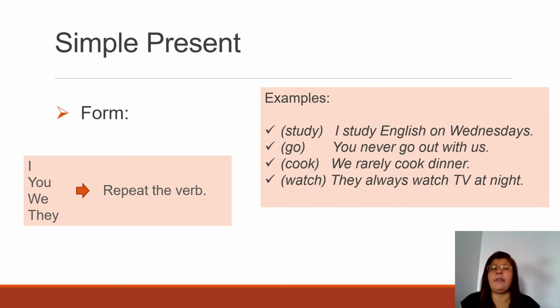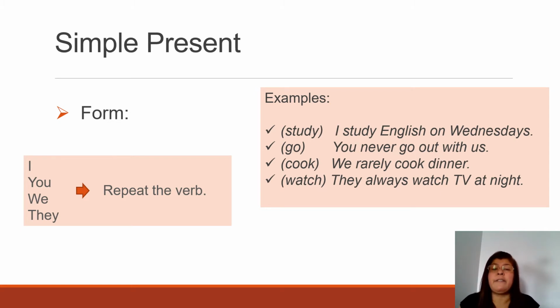So it's the same form in these specific cases. The verb go, for example: you never go out without us. So go is the infinitive form without to, and you repeat. You never go. You go. I go. We go. They go. So you don't change. The verb cook, for example: we rarely cook dinner. It's the same if I say I never cook dinner or I rarely cook dinner. You rarely cook dinner. They rarely cook dinner.